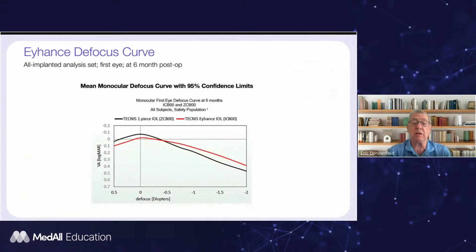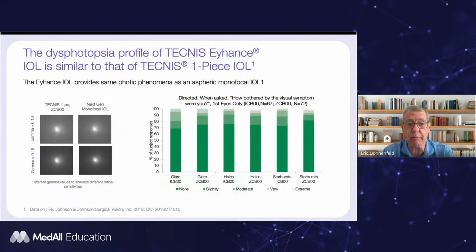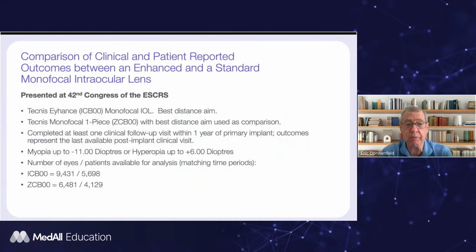It looks very similar to the Vivity lens. I find the quality of vision to be actually superb with this lens, and patients will almost always say that they have very good distance vision, and they can do some mid-range as well. The dysphotopsia profile is very similar to the Tecnis one piece.